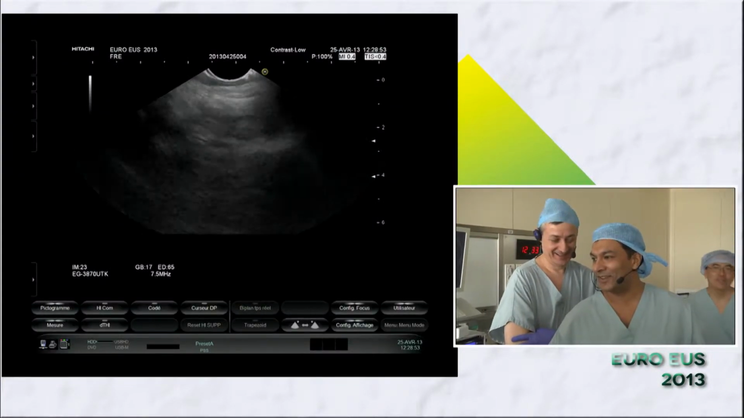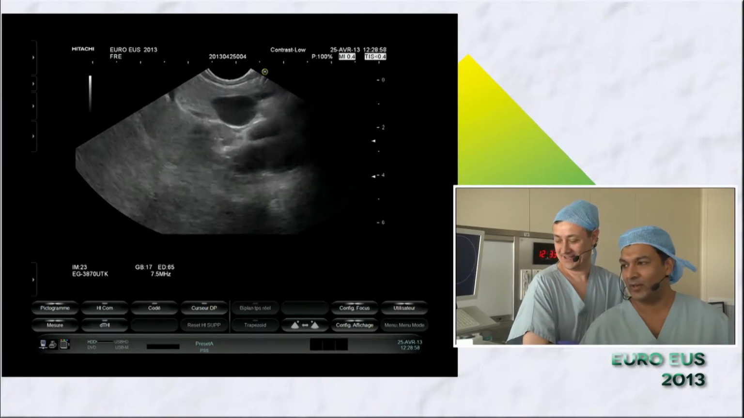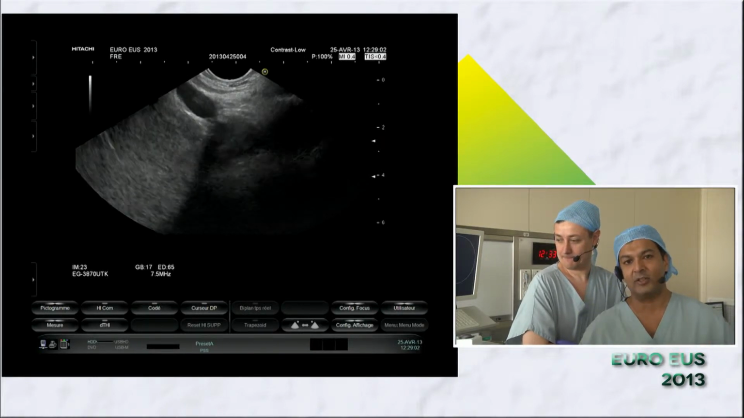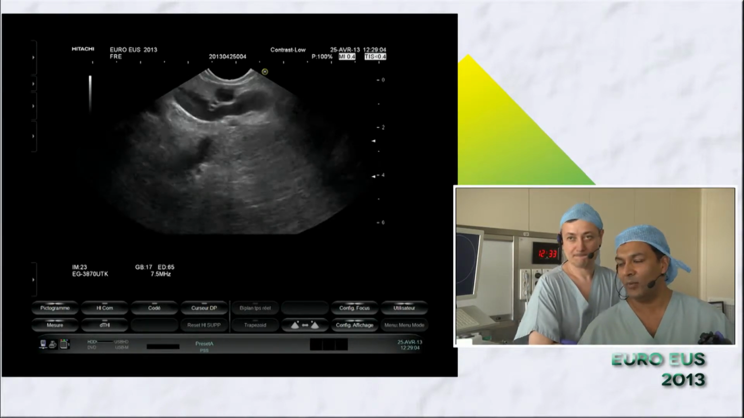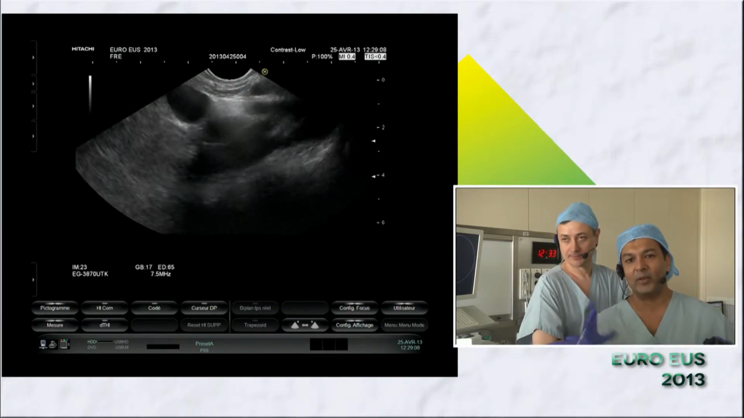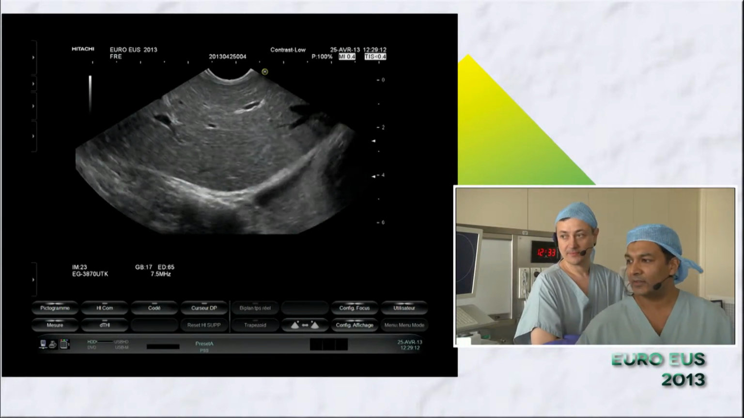So this is an interesting case because when we saw the CT yesterday, there were two very distinct round, large lesions, one in the tail, one in the liver, and we were wondering what they could be, and they looked calcified on the periphery. So in this case, I'll show you.